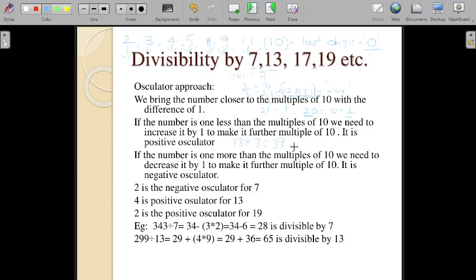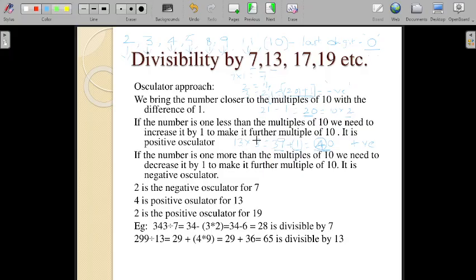Okay, to make this number closer to the 10, we need to add 1, then only we get 40. Here 40 means it is 4 into 10, so 4 is the positive oscillator, because we are adding 1 to this number, then only we are getting this 40. That's why, since 4 is the multiple of 10, 4 is the oscillator of 13. Since we are adding 1, it is a positive oscillator for 13.